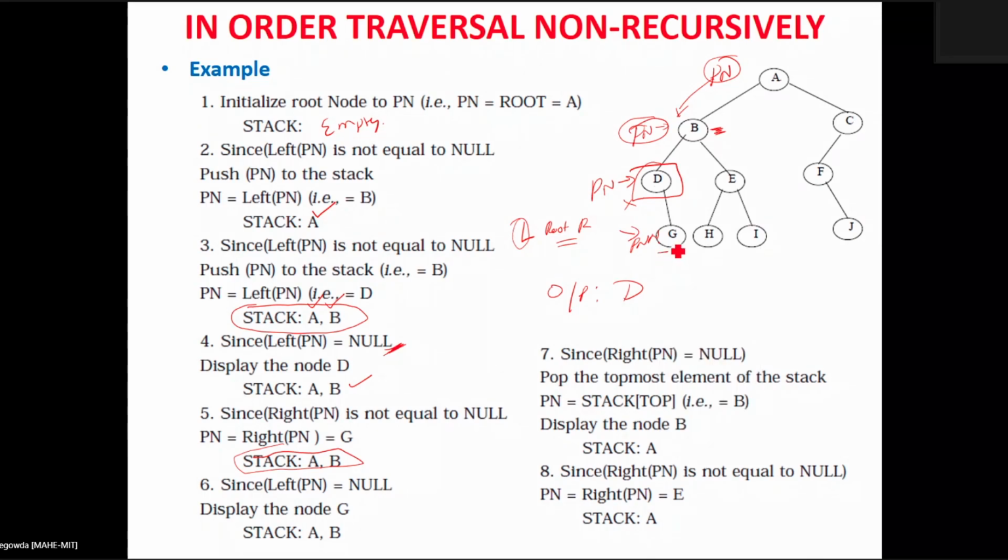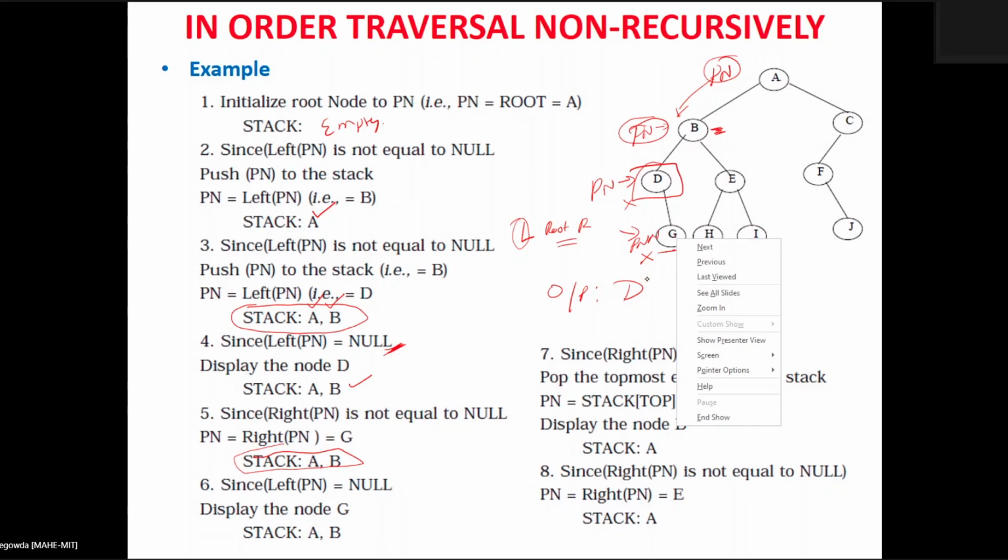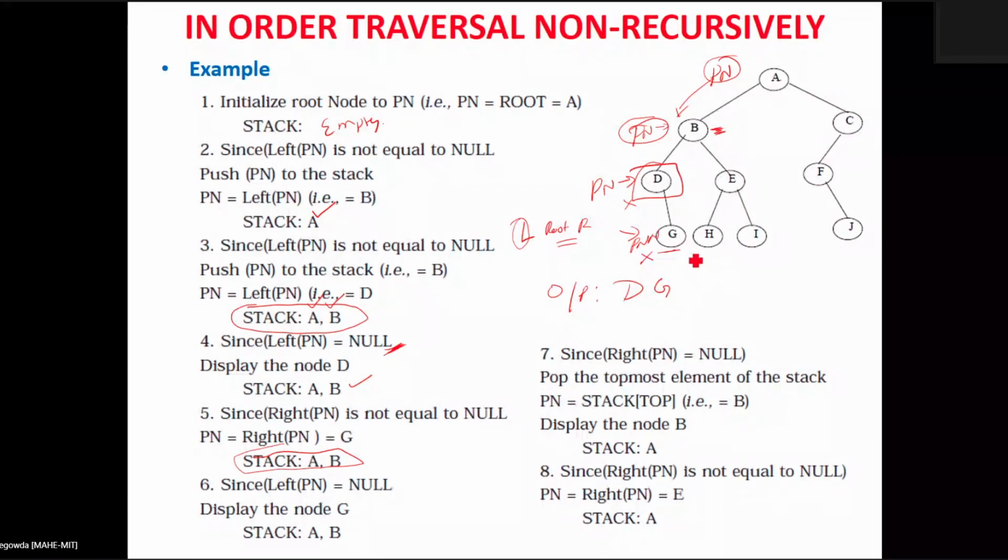the left subtree is there for G or not. Left subtree is absent for this, so I have to display the node G value. Come back and display the root value. That is, G will be displayed as the root value. Then after that, you have to test whether the right subtree is there for G or not. There is no right subtree for this.